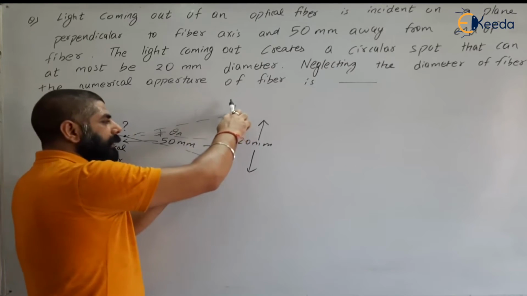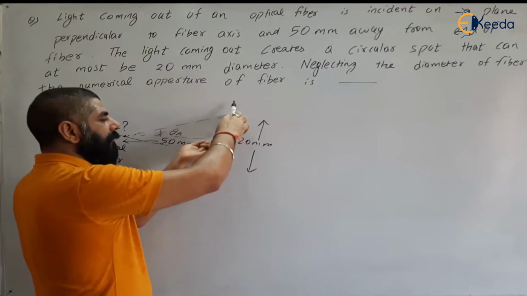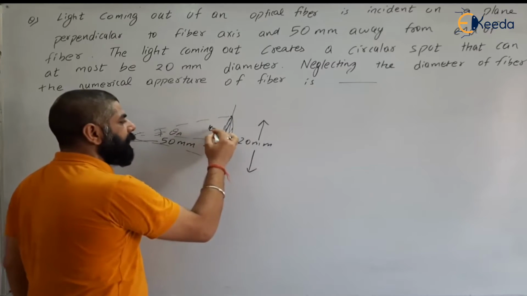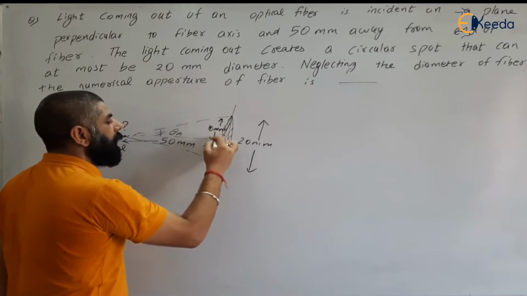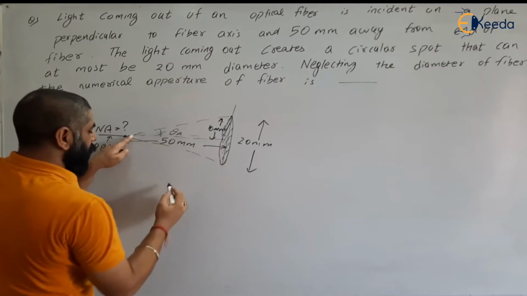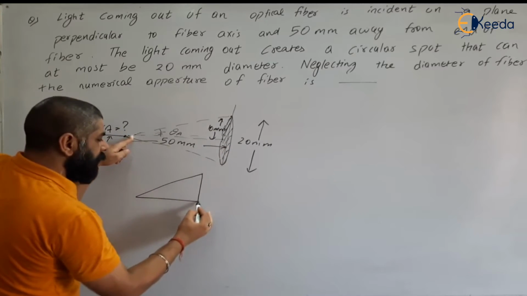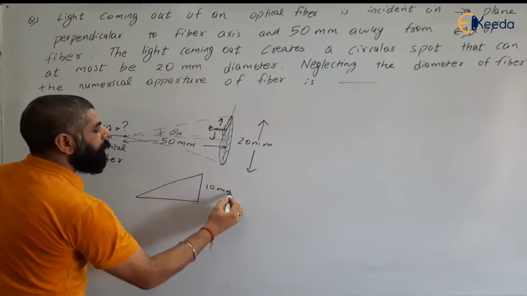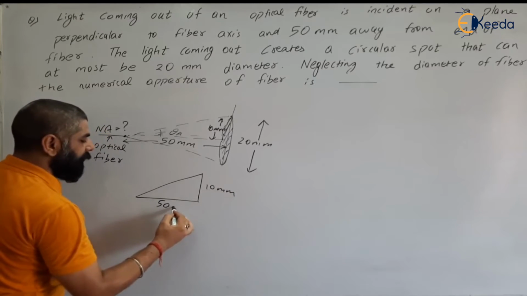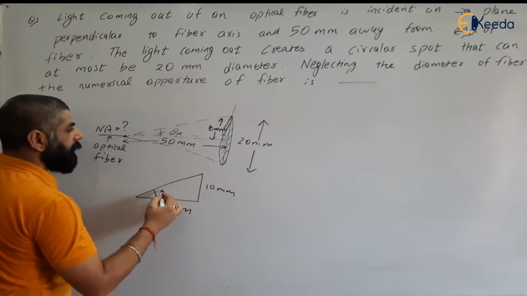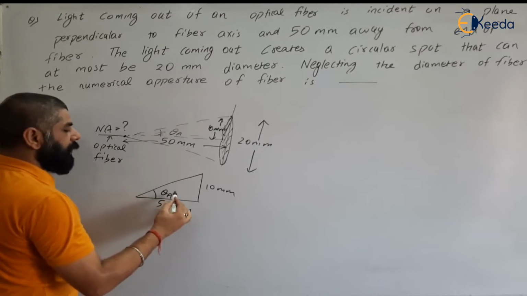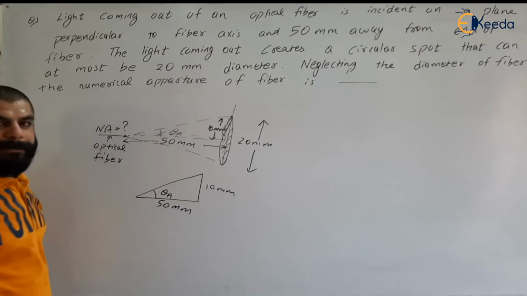So if the total diameter is 20 mm, half is the radius. So this distance will be 10 mm. Now looking into this triangle, this distance is 10 mm, this is 50 mm, and theta is the acceptance angle. So from this triangle we can calculate the acceptance angle.